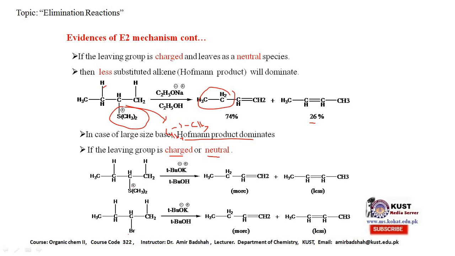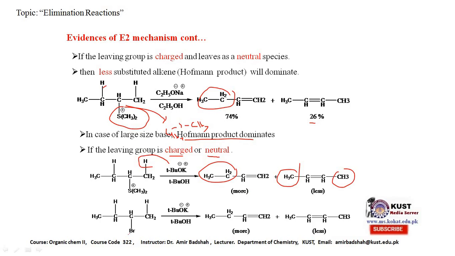For example, here when this group leaves, this tertiary butoxide can abstract this hydrogen as well as this hydrogen, but the size is large, so it can easily abstract this hydrogen, and as a result a less substituted or Hofmann product is formed. If it abstracts this hydrogen, it will form this more substituted product. But here the size of the base is large, so it can easily abstract this hydrogen, and as a result the less substituted or Hofmann product will be dominant.